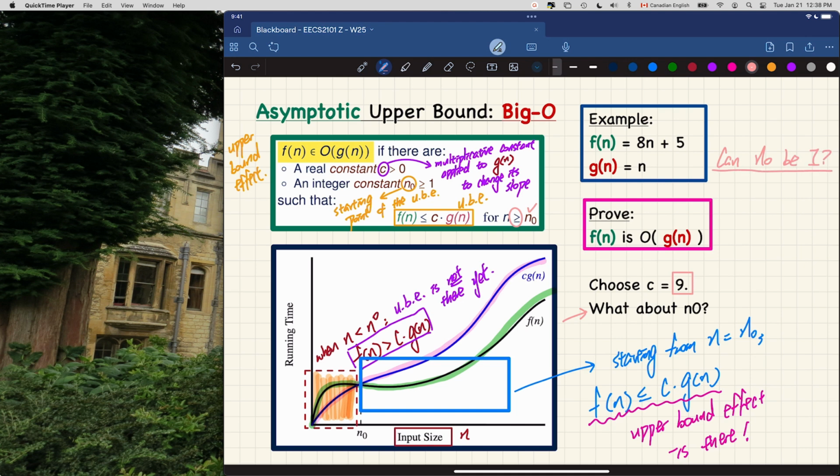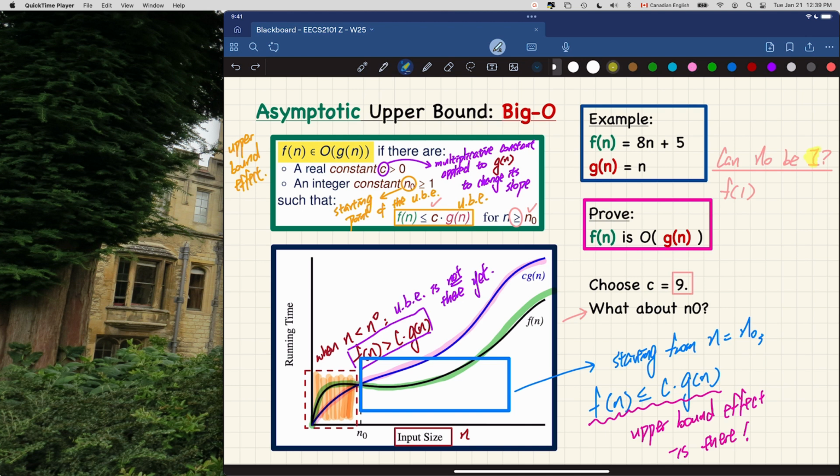In order to see that, you have to plug in some number to see if the upper bound effect is really there. The upper bound effect, by definition, is this guy here, right? So what you want to do is function f of 1. We'll talk about 1 here.